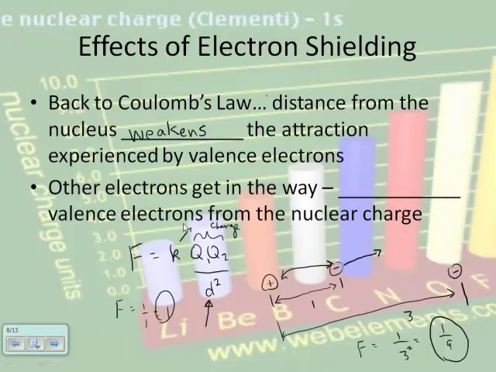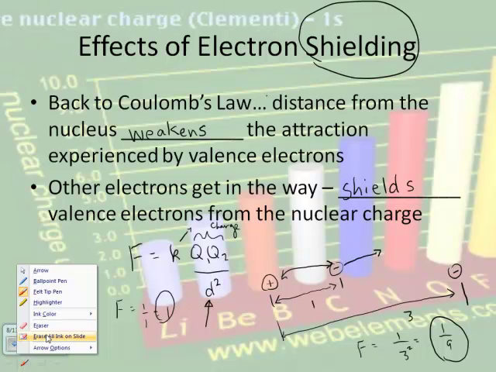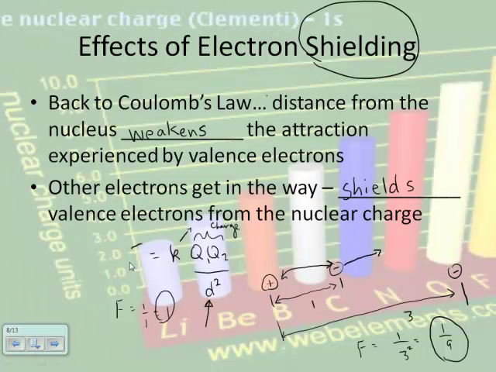But that doesn't explain everything about shielding. Shielding is called shielding because other electrons get in the way of the valence electrons. So it shields the valence electrons from the nuclear charge. Let me get rid of some of this writing and I'll show you how that works. I don't want to get rid of all my writing, just some. I guess I have to scribble it all out.